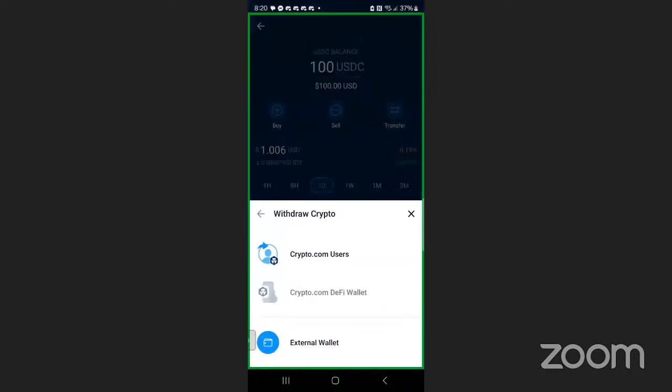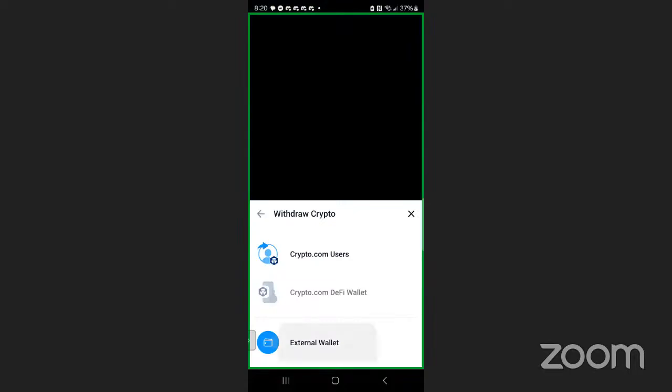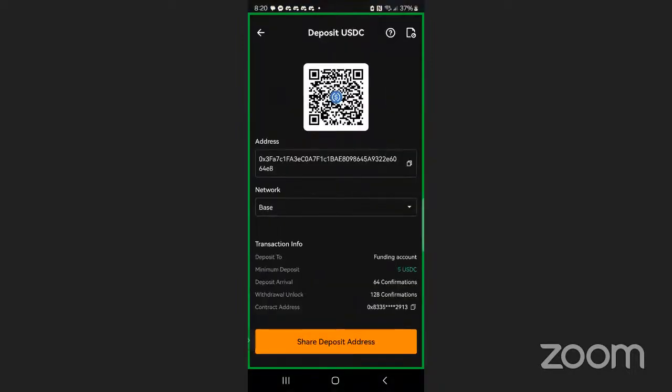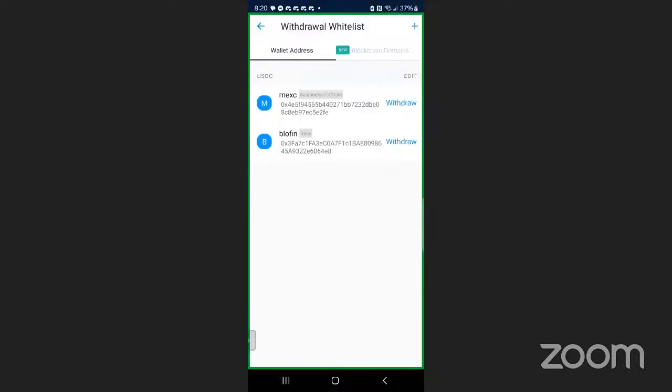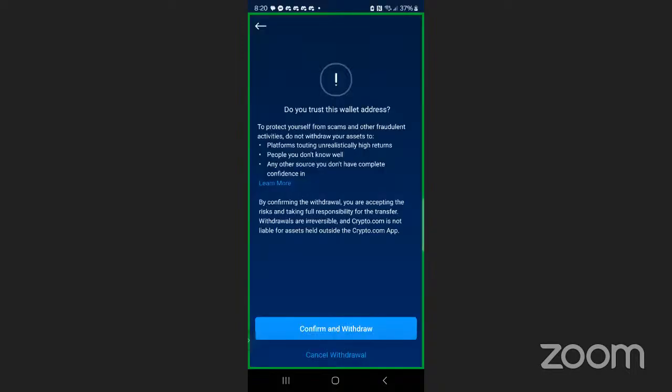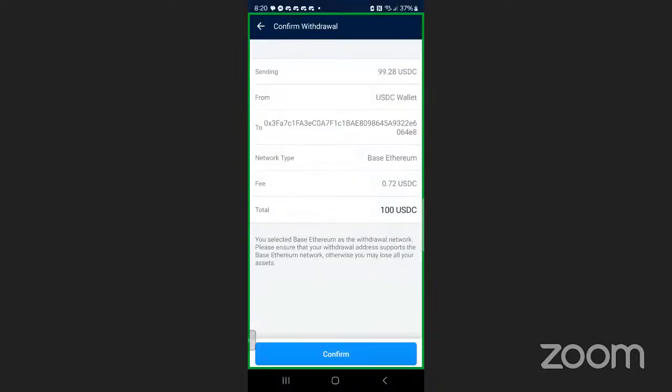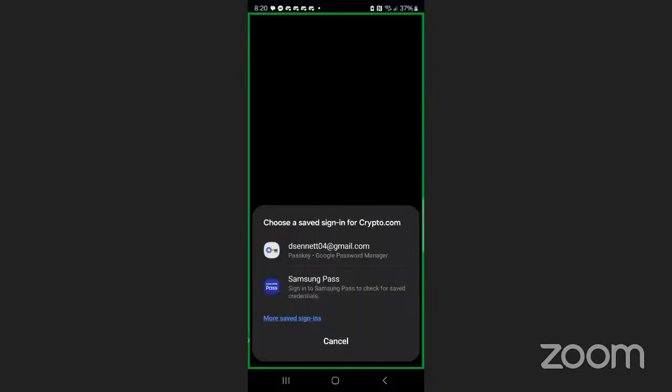I'm gonna use an external wallet to transfer to, and I actually already have the wallet address saved. We like to always verify. The first four is 0x3F. The last four is 64E8. So we have it going to the right place. We verified. Let's withdraw, confirm the amount, approve, and we are good to go.